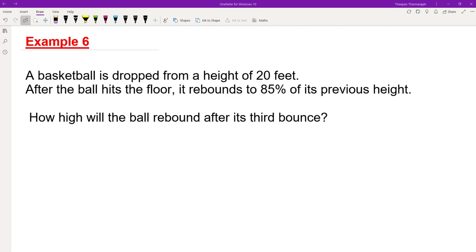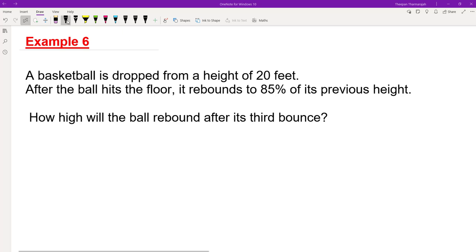Here's the final question. You can pause the video, and when you're done, I will go through my final solution. Okay, welcome back. The question states a basketball is dropped from a height of 20 feet. After the ball hits the floor, it rebounds to 85% of its previous height. So now what we're going to do is find out how high the ball will rebound after its third bounce.